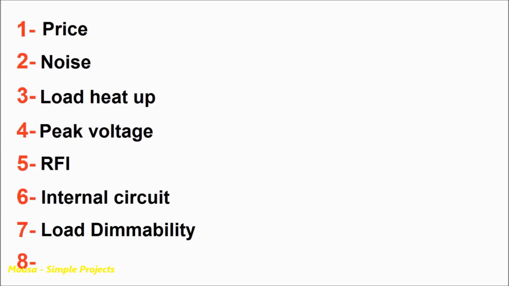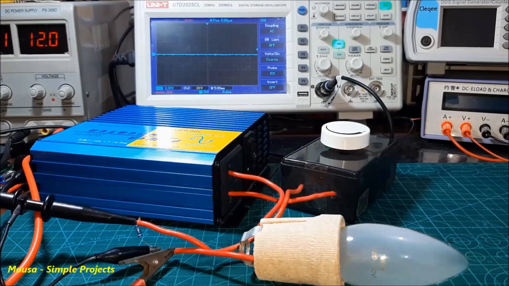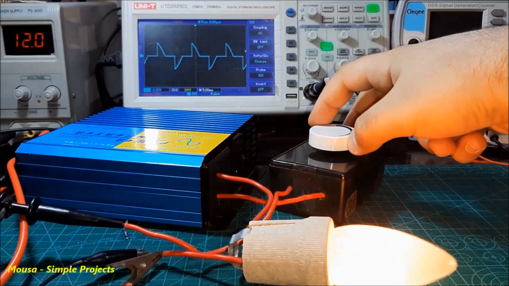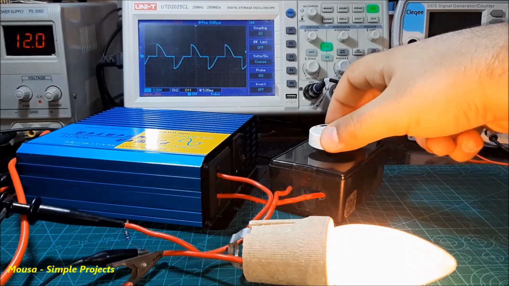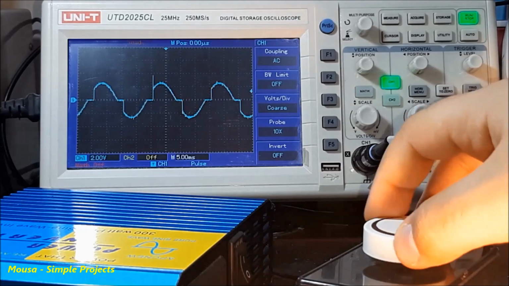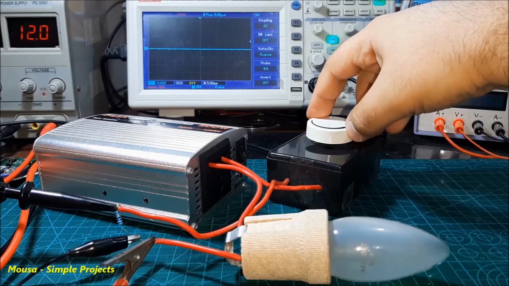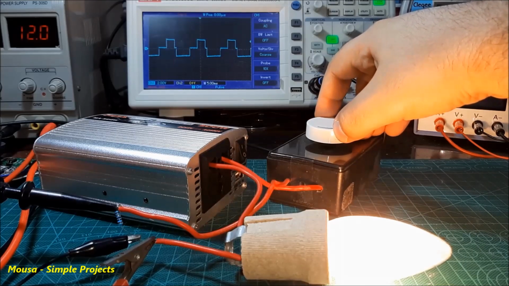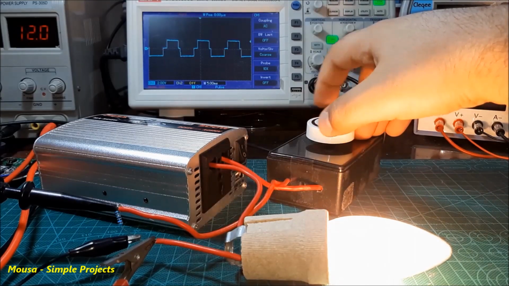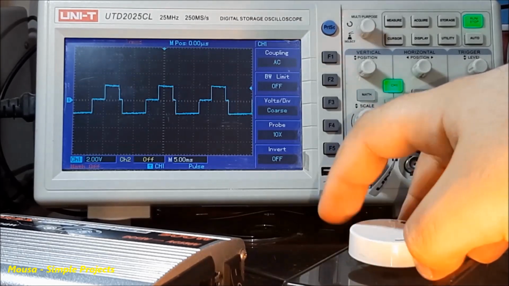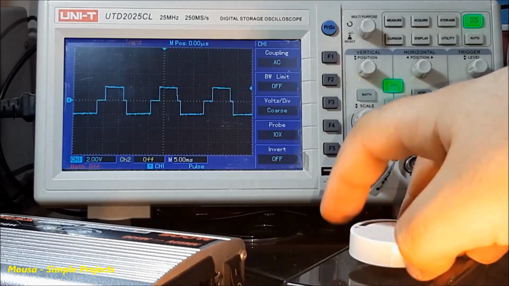The next property is the load dimmability. Here I have a dimmer and an incandescent lamp. The dimming process can be done very well when the inverter is pure sine wave, as you can see here. But by using the square wave inverter, there are some problems. As you can see here, the phase angle cannot be adjusted at the negative side of the waveform.